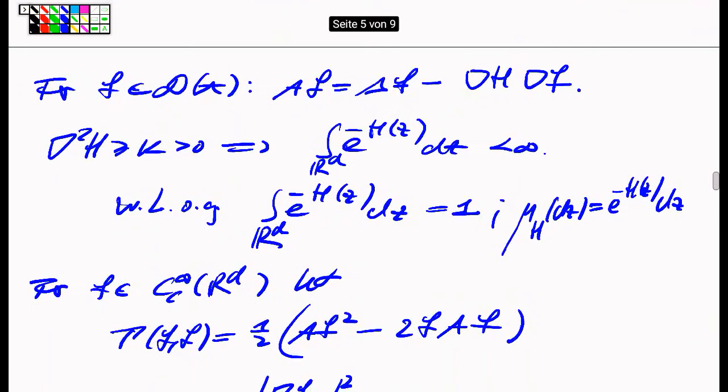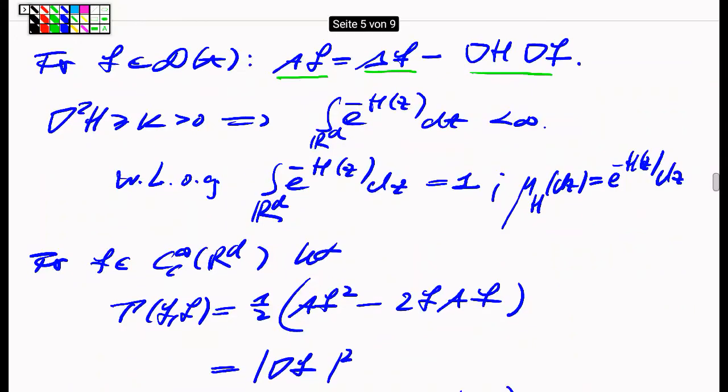we proceed as follows. Namely, we know that the generator of this diffusion semigroup, in this case, has this familiar form. Acting on a function f, it's the Laplacian of the function f minus the gradient of h multiplied with the gradient of f, that's the differential operator associated to this generator.